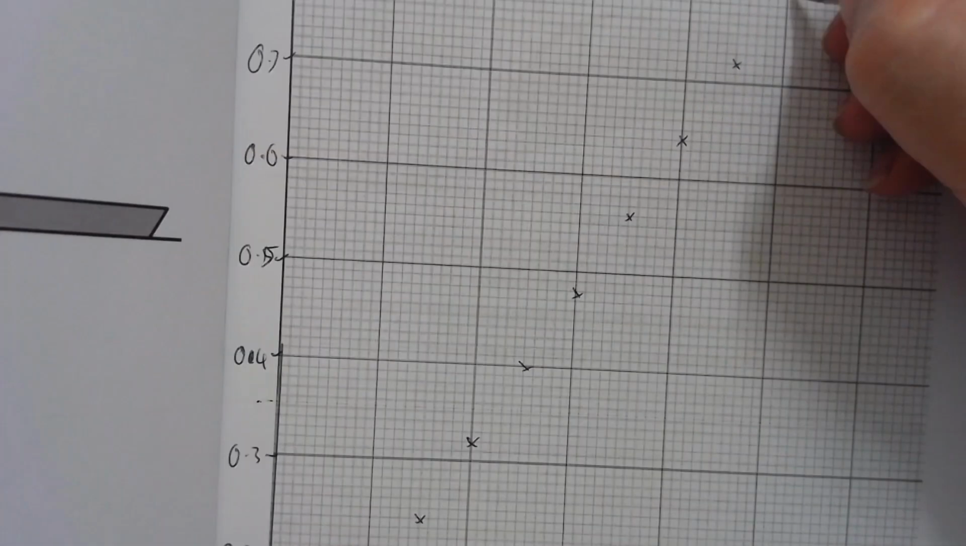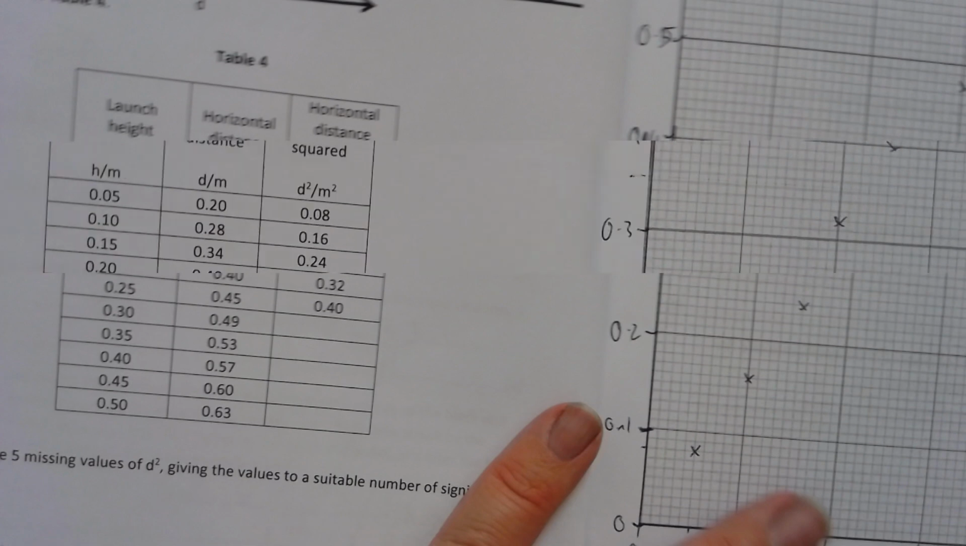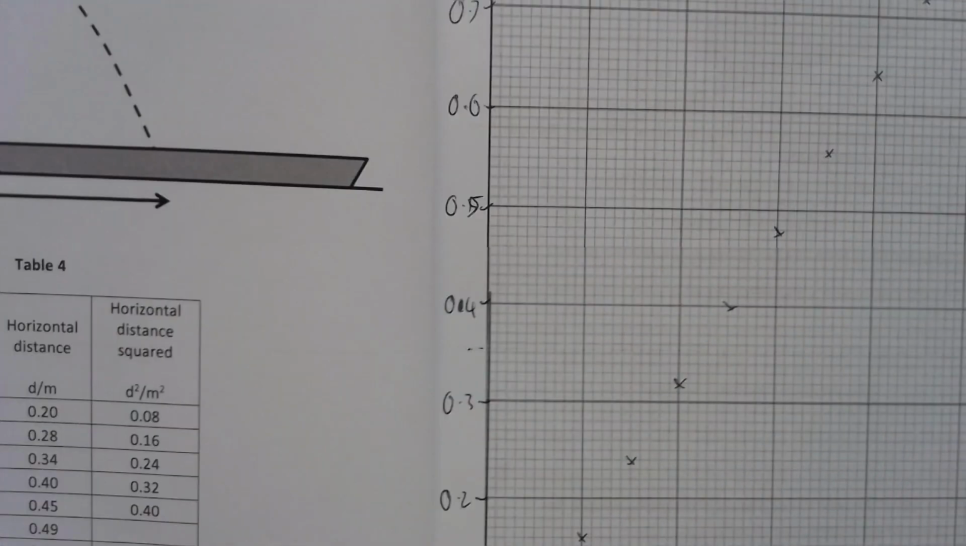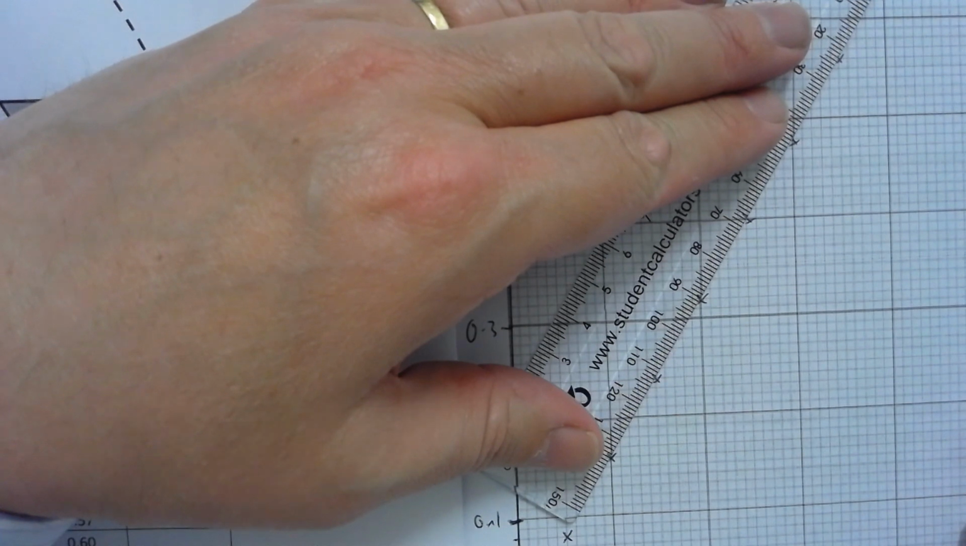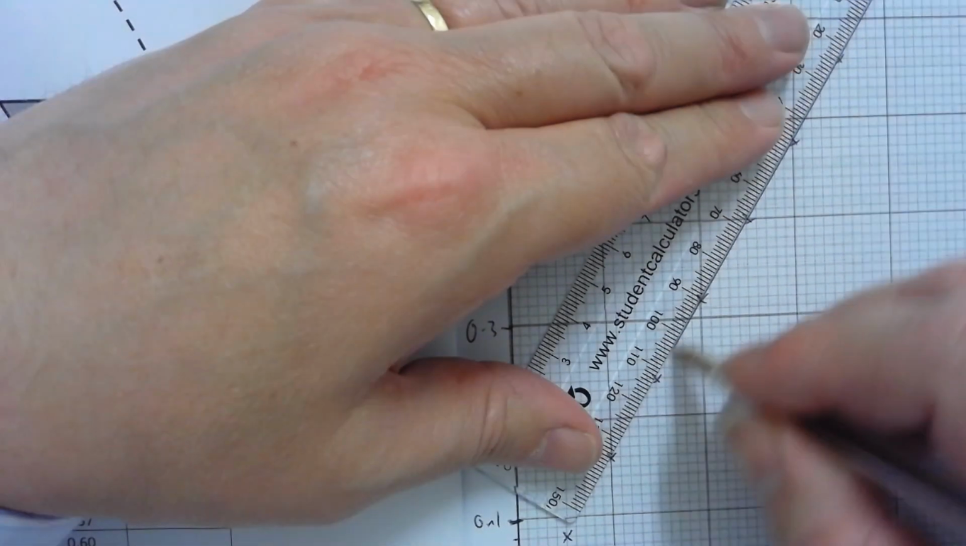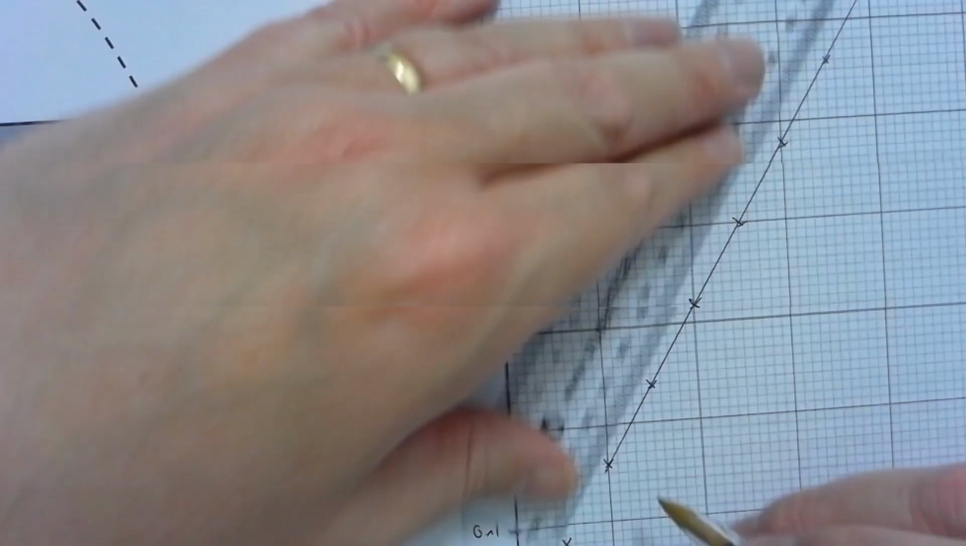Then you use your 30 centimeter ruler, which you should have, and you just draw a line of best fit. Now with these graphs, typically they follow a straight line graph pattern.